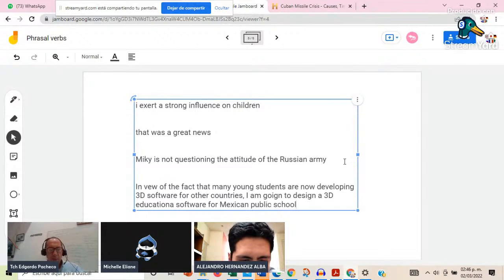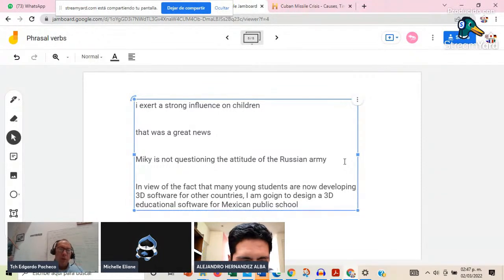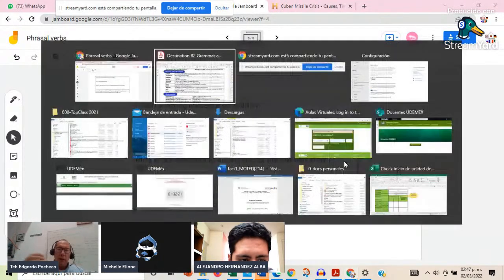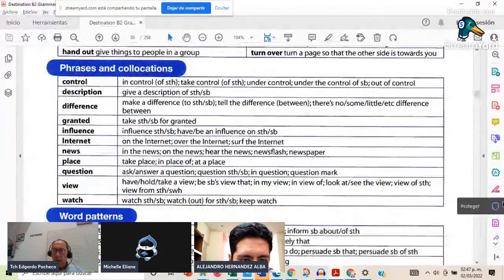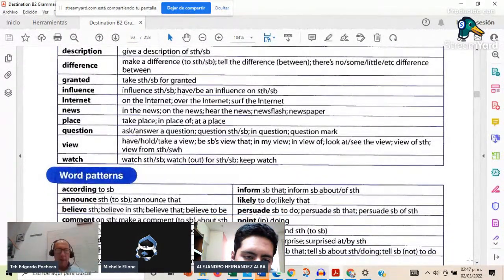Can you read this, Mitch, please? In view of the fact that many young students are now developing 3D software for other countries, I'm going to design a 3D educational software for Mexican public schools. That's just an idea, of course. All right. So, in view of, given the fact that this is happening now, you take a decision, whatever decision you want. And then watch, Mickey, please. Watch something, somebody, watch out for something or somebody, and keep watch.